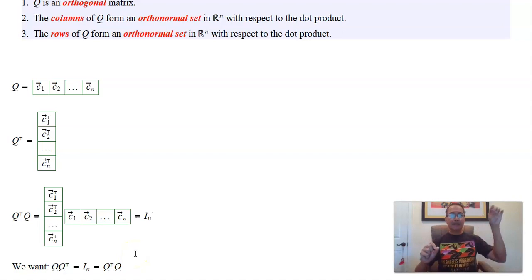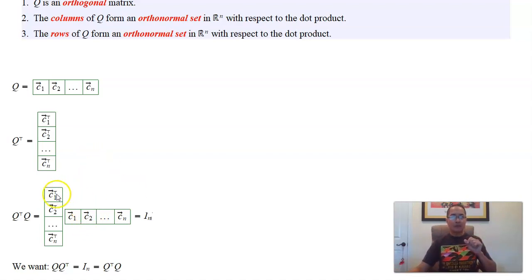But let's think about that. C1 transpose times C1. Oh, wait a minute. That's just C1 dotted with itself. What corresponds to it in the identity? It has to be a 1. Aha. So C1 has to be a unit vector.